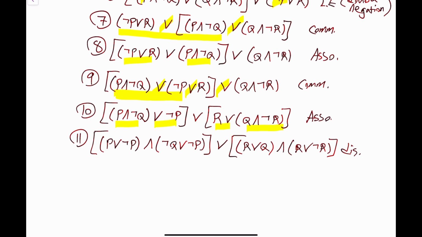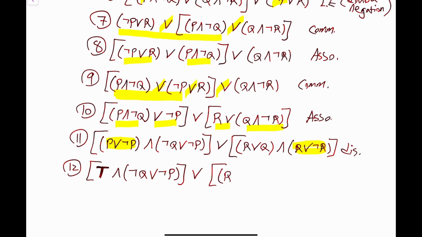But notice, here we have P or not P. Here we have R or not R. By the law of excluded middle, those are necessarily true. So we have the so-called negation law. Thus, for 12, we can get bracket, something that's necessarily true, and parentheses, not Q or not P, close parentheses, close brackets, or brackets, parentheses, R or Q, close parentheses, and something that is necessarily true, and that is by the so-called negation law. Great.